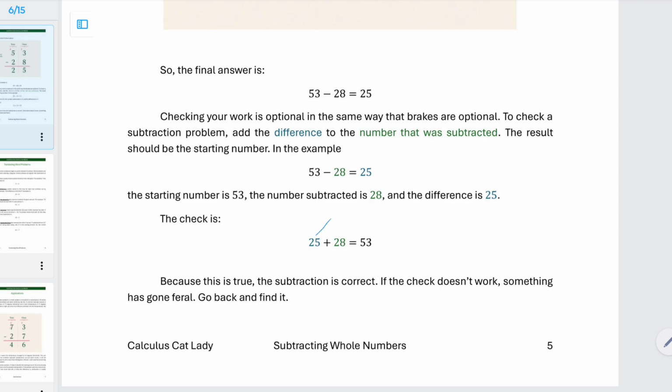So if you're looking at these two problems, you can see that one is more or less the reverse of the other one. Because this is true, the subtraction is correct. If the check doesn't work, something has gone feral. Go back and find it.